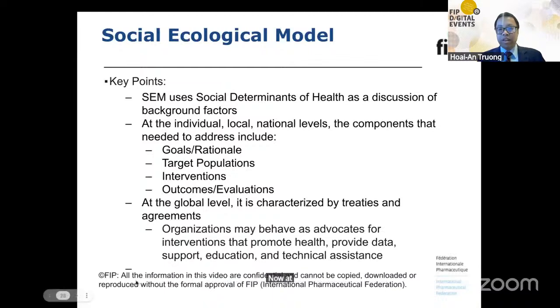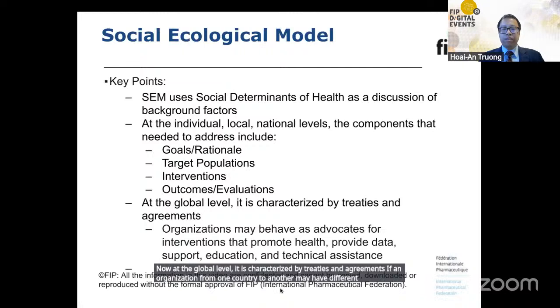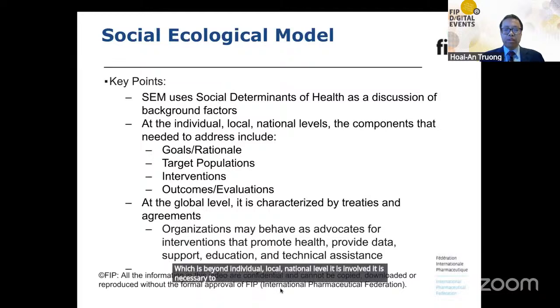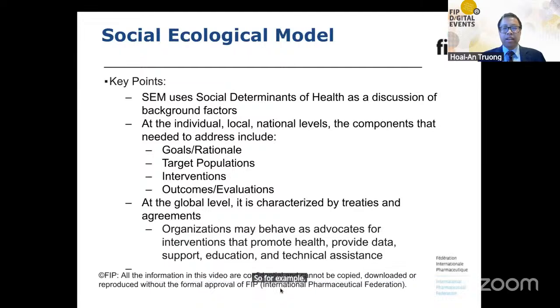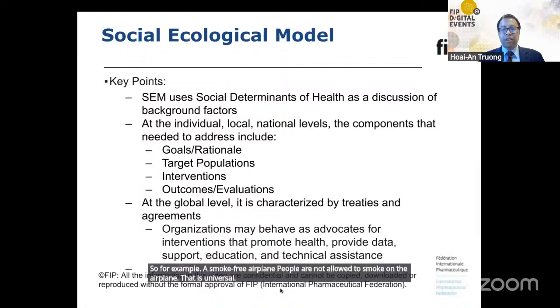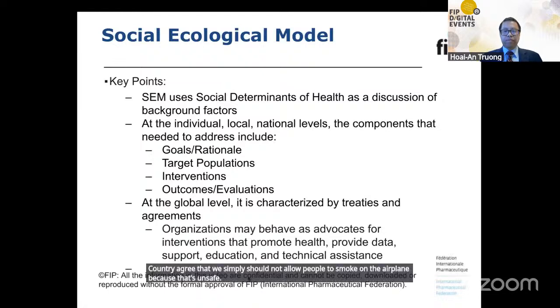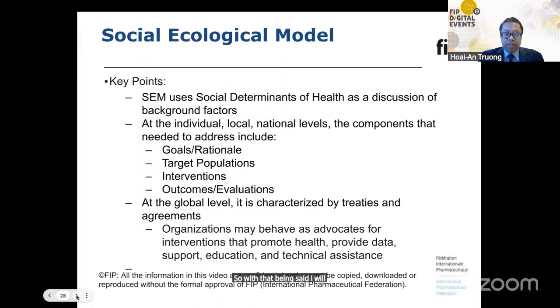Now, the global level is characterized by treaties and agreements. Different organizations from one country to another may have different advocacy to promote different things that can involve language translation, consistency, agreement. So at a global level, which is beyond the individual, local, and national level, it is necessary to have treaties and agreements between different countries, because nowadays, as soon as we step on an airplane, we are within the international zone. For example, the smoke-free airplane: people are not allowed to smoke on an airplane. That is universal. Countries agree that we simply should not allow people to smoke on an airplane because that's unsafe. So with that being said, I will transition to the next part.